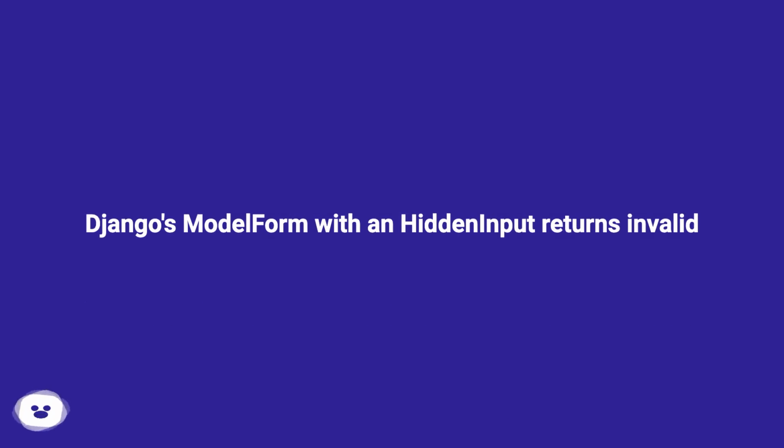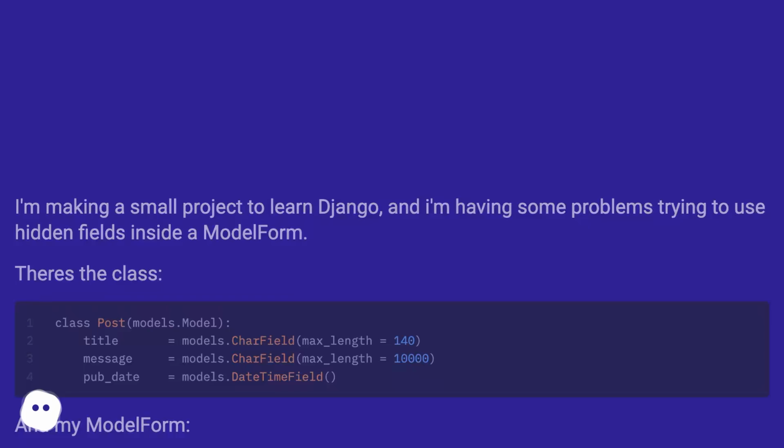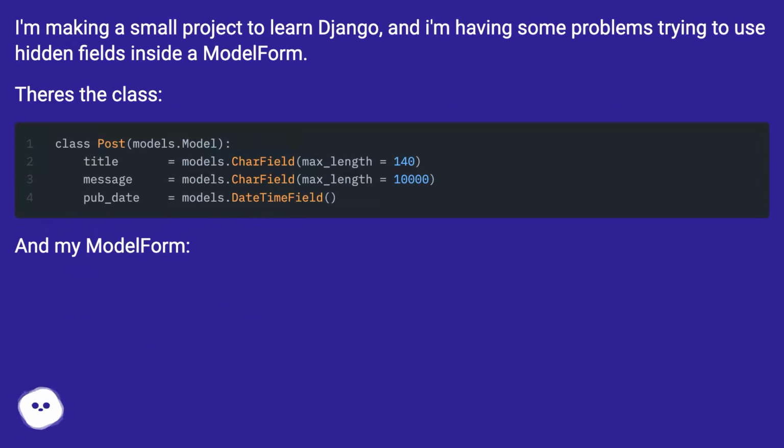Django's model form with a hidden input returns invalid. I'm making a small project to learn Django, and I'm having some problems trying to use hidden fields inside a model form. There's the class. And my model form.